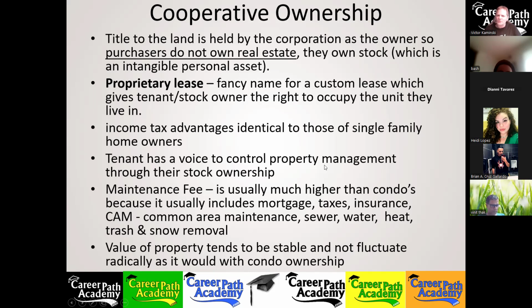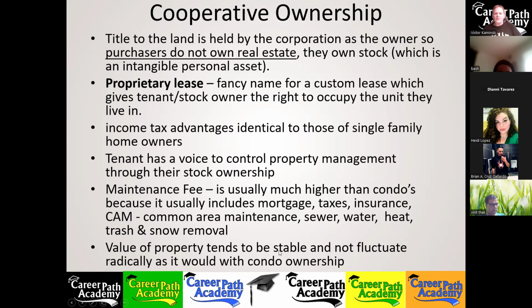Tenants have a voice to control the property management through their stock ownership. Monthly maintenance fee is usually much higher than those in condos because it includes the mortgage, taxes, insurance, and CAM. CAM stands for Common Area Maintenance Charge for those expenses like sewer, water, heat, trash, and snow removal.